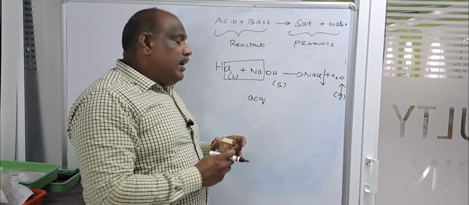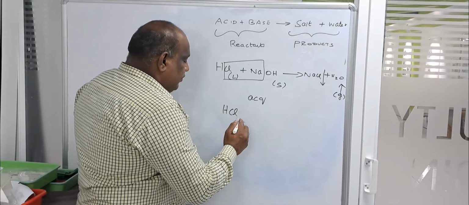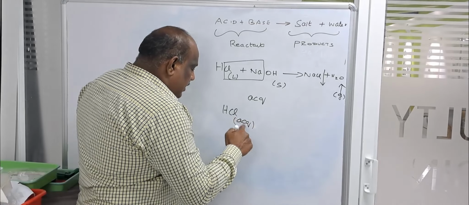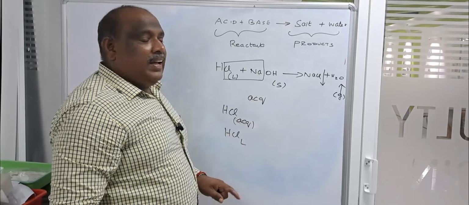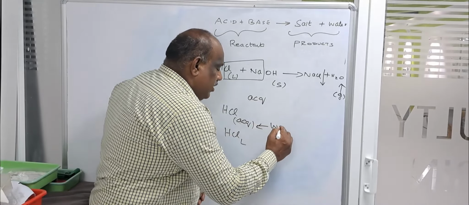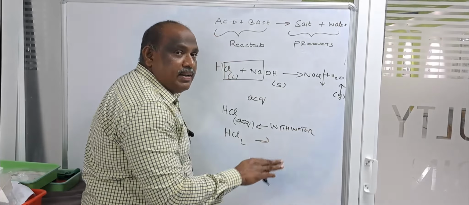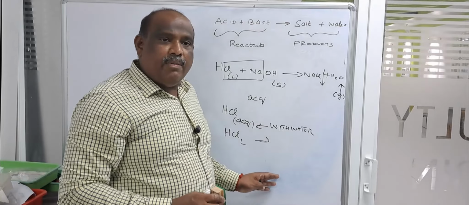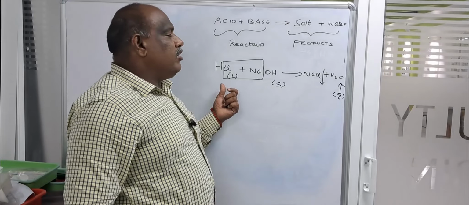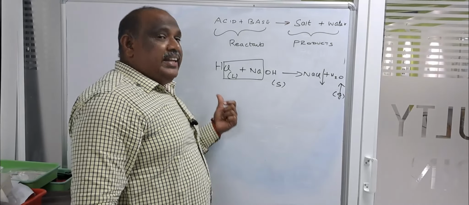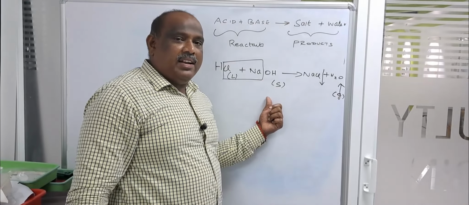Aqueous means, for example, hydrochloric acid is there, but I'm not putting liquid, I'm going to put aqueous. So what is the difference between HCl aqueous and HCl liquid? With water and without water. HCl aqueous is hydrochloric acid with water. HCl liquid is pure hydrochloric acid, in the form of liquid, not gas. So whenever you are writing a chemical reaction, you have to indicate whether it is a liquid or solid. Here NaOH is not a solid, it is simply written here, so don't mistake me.